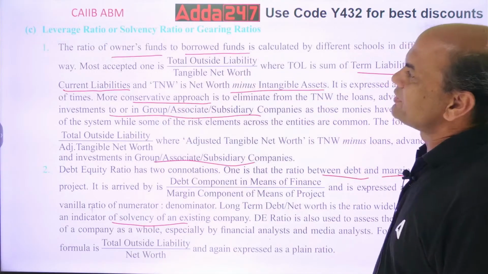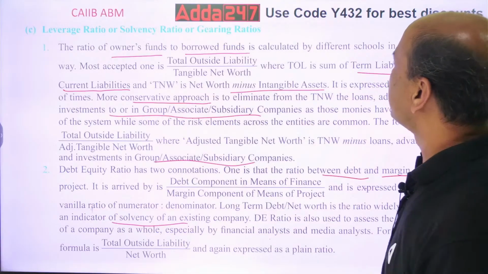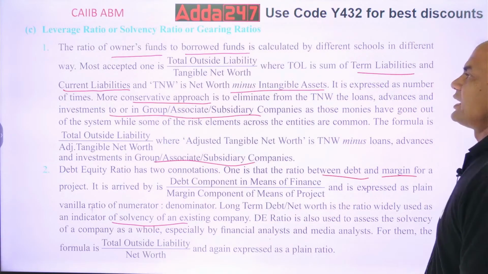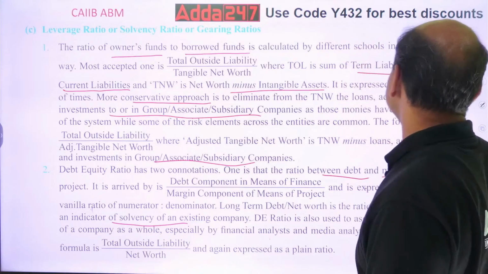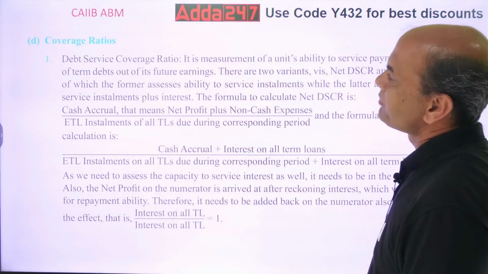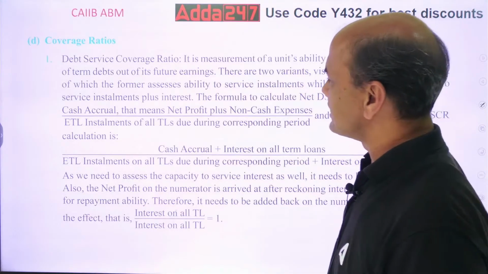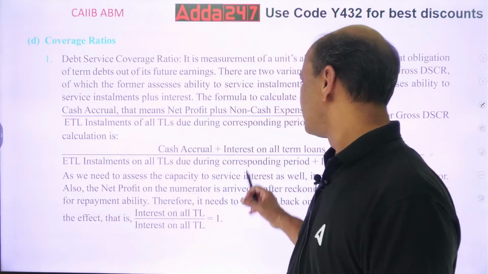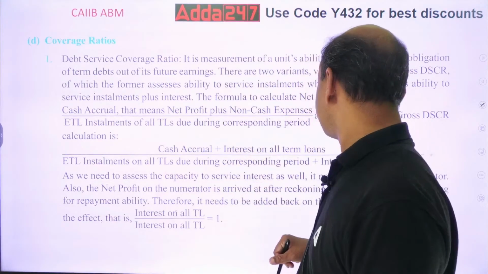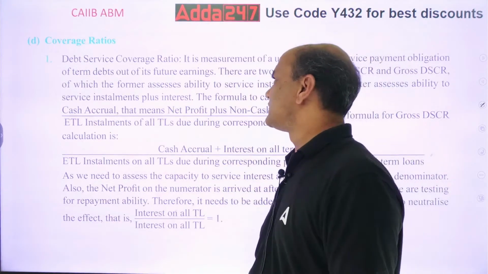See, various names are there: leverage, solvency and gearing ratios. Anything can be asked to you: gearing ratio, solvency ratio or leverage ratio. And one more is there, that is coverage ratio. Coverage ratio means basically DSCR. There are two parts, DSCR and ITR. Okay. So DSCR, debt service coverage ratio.